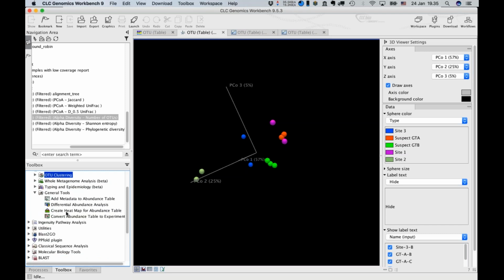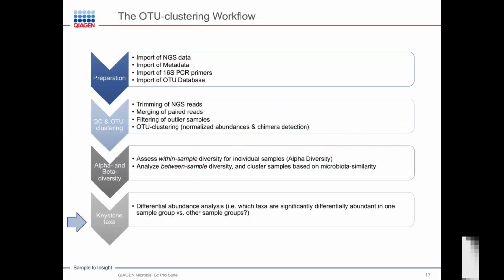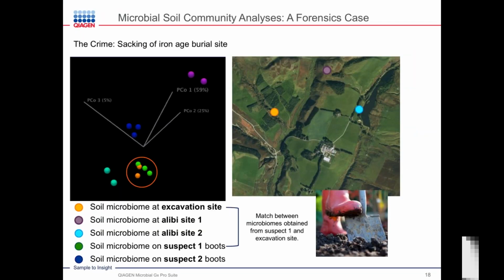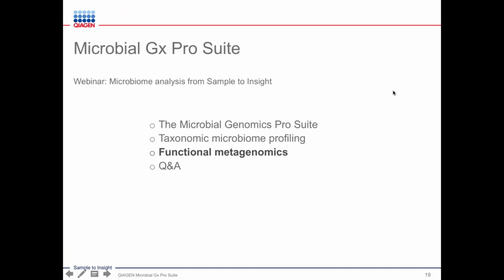Under general tools, you find tools to carry out differential abundance analysis. I will not walk through this at this stage, as at this point I would like to switch over to my colleague Andreas, who's going to walk you through the functional profiling, because going up to the profile is different whether you want to obtain a taxonomic profile or a functional profile. But the downstream differential abundance analysis is the same, and Andreas will walk you through that. So with that, I'm going to turn over the presentation to my colleague Andreas.